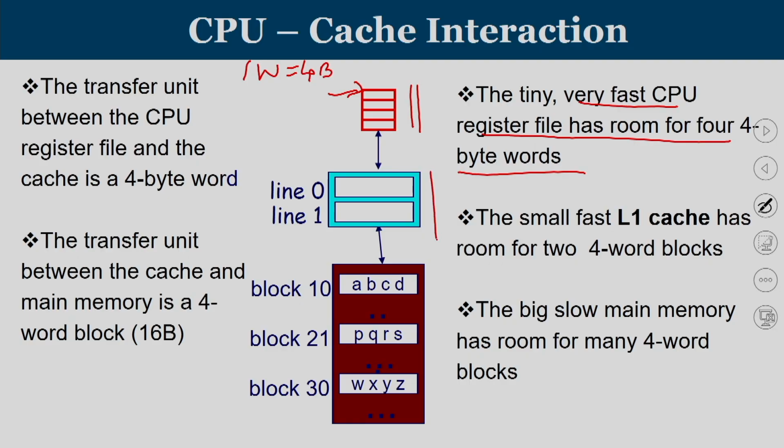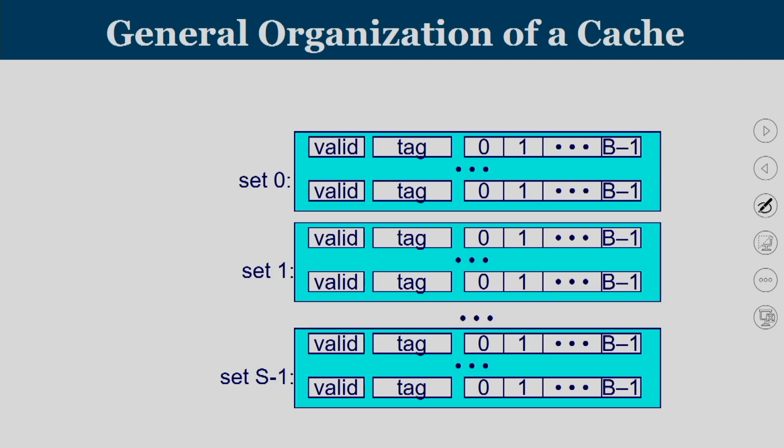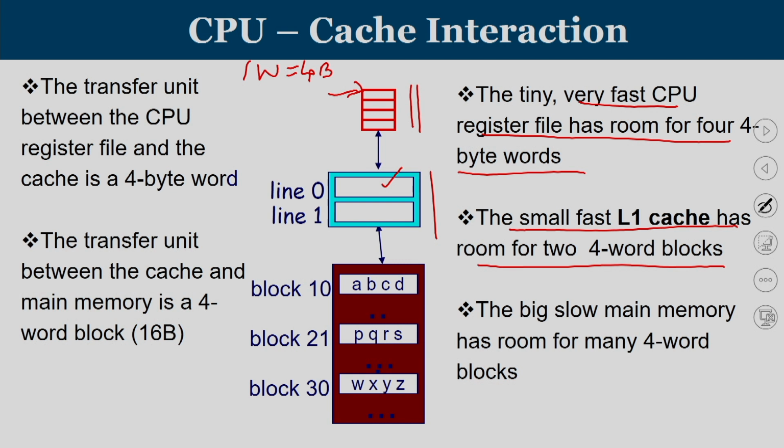Now, when you consider the cache memory, it is a small L1 cache that has room for 4 word blocks. Each of these lines or blocks can accommodate 4 words. You have 2 such lines, or 2 such blocks, in this case. And when you go to the main memory, it is big and slow, but it has room for many 4 word blocks. So, 2 4 word blocks can be accommodated in cache, and many 4 word blocks can be accommodated in the main memory.